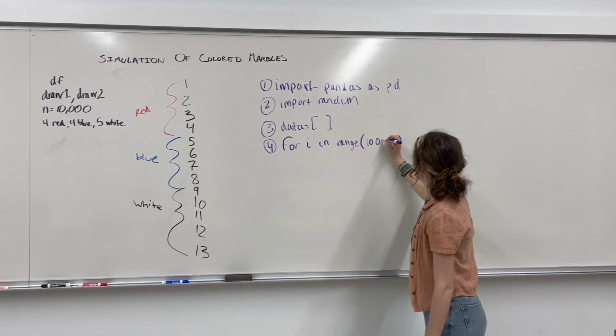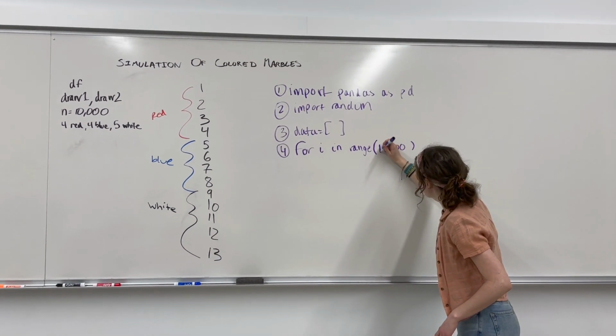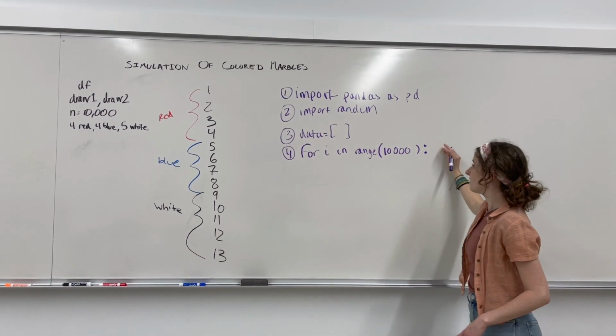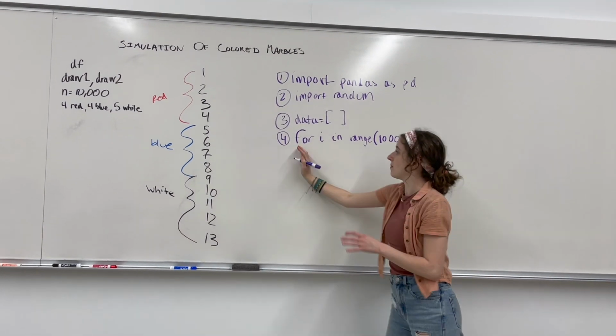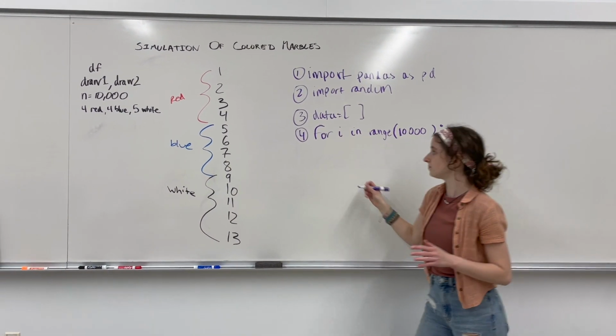10,000, no comma, don't get stuck on that. Python doesn't take commas. And then don't forget the colon, which is necessary to make the next line indented, and then everything after this is in the for loop. Okay.